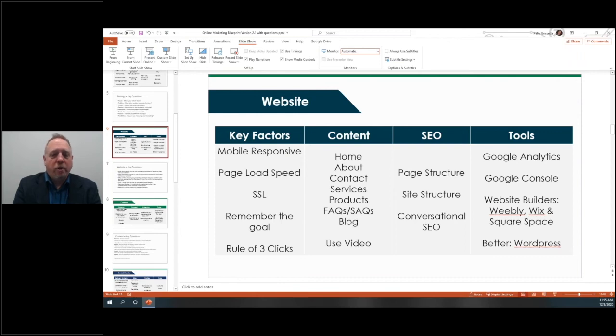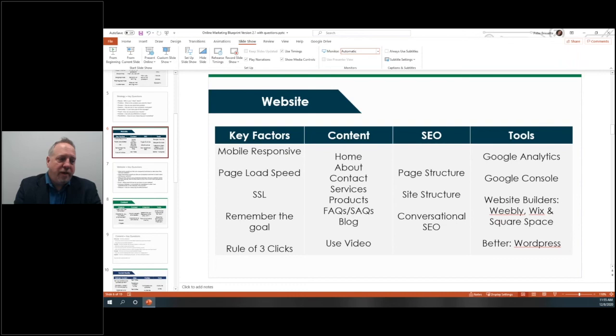SEO. So a lot of the content right now is based around questions because people are using Siri, they're using Google Assistant, they're using Alexa to ask full questions. So it's more of a conversation that's happening and being found. So that's where your FAQs and SAQs become super important for that.